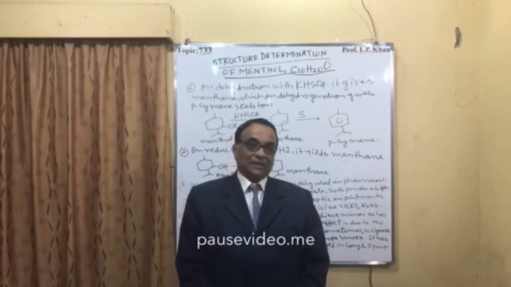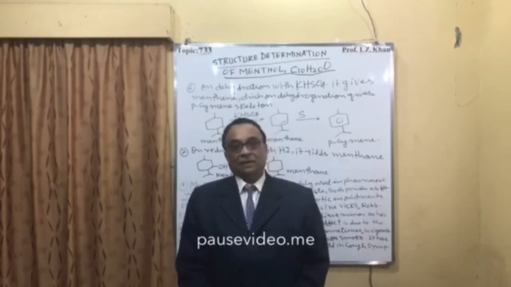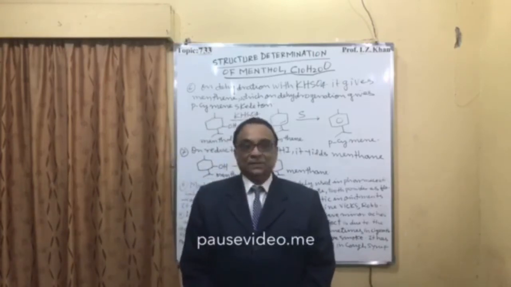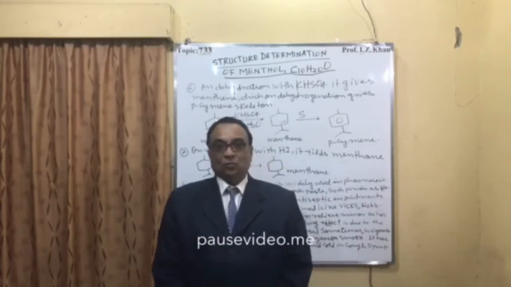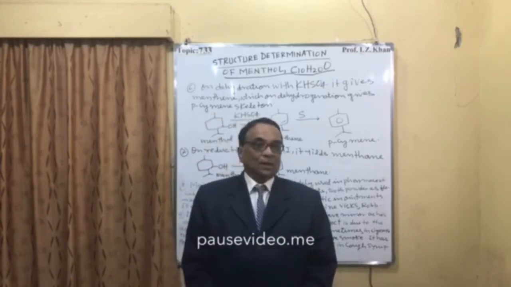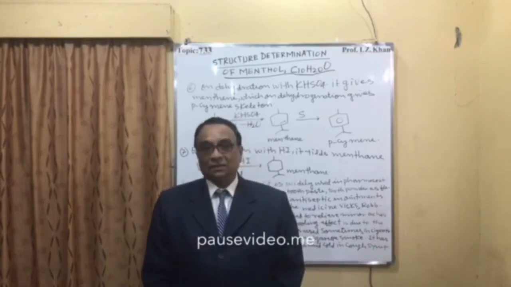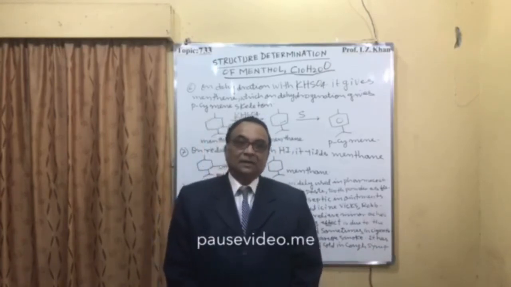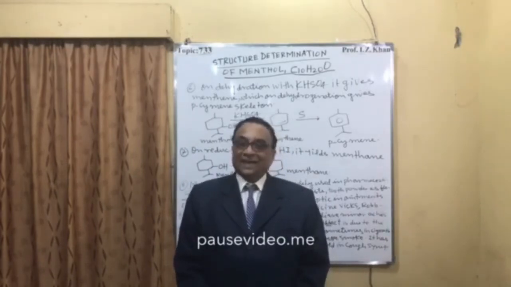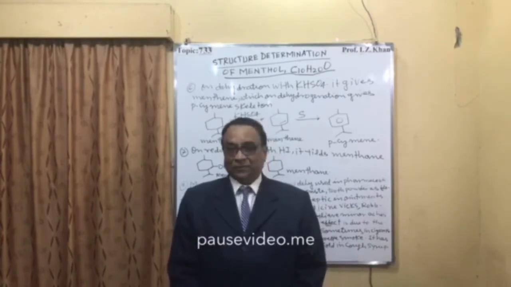In the reaction which I gave, when it is treated with chromic acid, an oxidizing agent, it gives menthone. That means the alcoholic group is converted into a keto group. This is only possible when there is a secondary alcohol, and there is no loss of carbon atom. It confirms that menthol contains a secondary alcoholic group. Then again it is subjected to dehydration in the presence of potassium hydrogen sulfate.